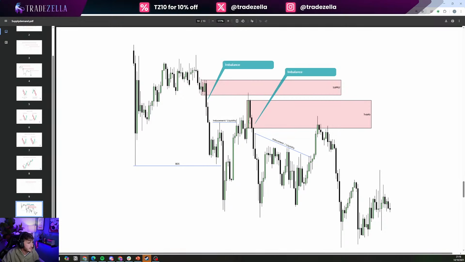Then this now becomes our new supply that's in control, because this is now the move that pushed down. Then we form this inducement and this liquidity here. We accumulate, we chop around, we quickly move back up to the area of supply. Then we have the strong sell-off again. And now this little area here would be the next area in control.